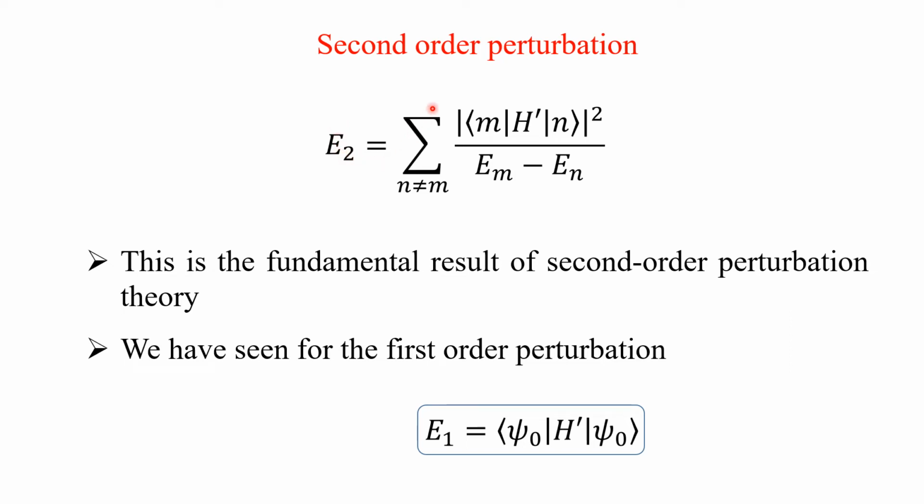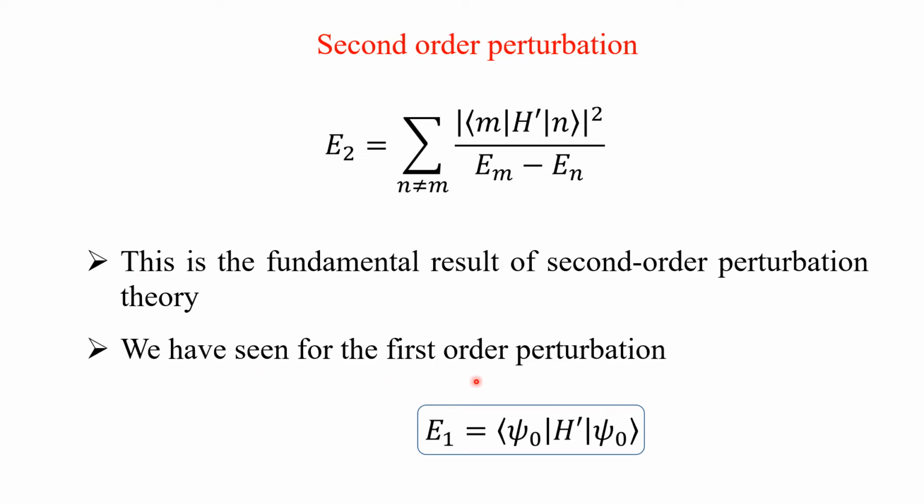So E2 is equal to the summation over n not equal to m of modulus of <m|H'|n> whole squared over Em minus En. This is the second order energy correction. This is the fundamental result of second order perturbation theory.